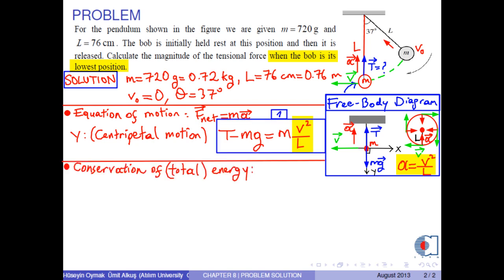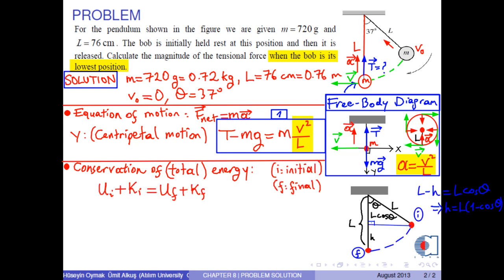The conservation of total energy can be written as the following. The sum of the initial potential and kinetic energies is equal to the sum of the final potential and kinetic energies. If we take the bob's lowest position as zero gravitational potential energy, the initial potential energy can be written as m times g times h. Because the bob is initially held at rest, its initial kinetic energy is zero.